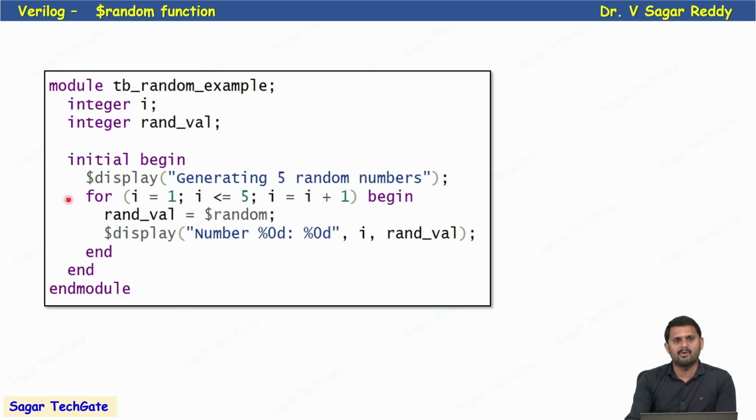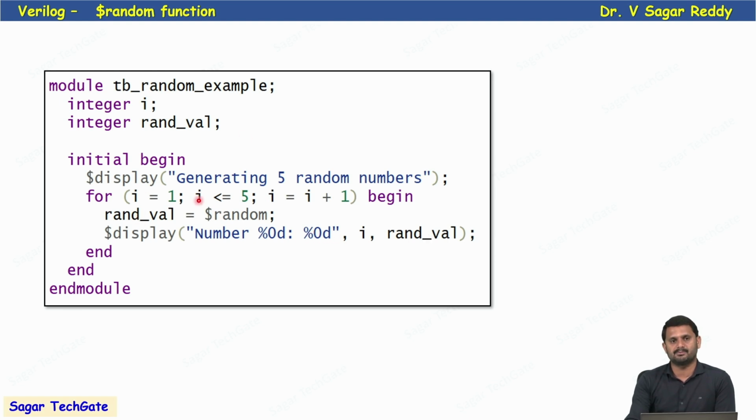Now see this example. I define a simple module. In it, an initial begin displays generating 5 random numbers. I'll use a for loop, i equal to 1, i less than or equal to 5, i equal to i plus 1. How many times will the statements in this begin and end in the for loop execute? 5 times. Every time I call the $random system function, it generates a different value and assigns it to rand_value. Now I'm displaying those values.